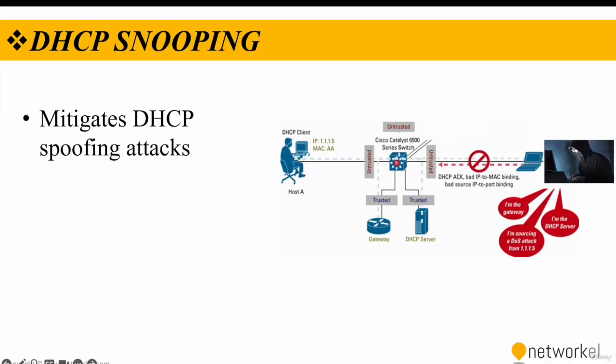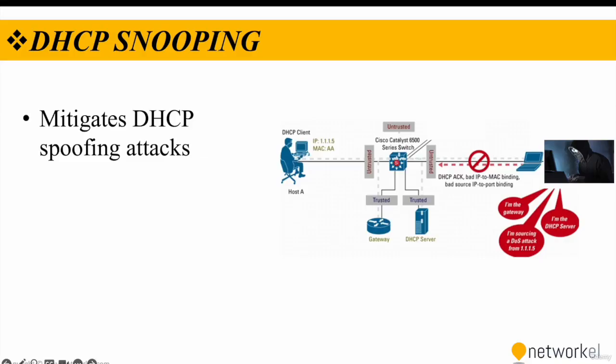So how does it work? First of all, DHCP snooping relies on ports to determine which DHCP servers are trusted. Trusted ports are typically those that connect to legitimate DHCP servers. DHCP messages received on these trusted ports are not filtered. And also we have untrusted ports. Those are the ports that connect to end user devices or potential attackers and are considered untrusted. DHCP messages received on these ports are subject to validation.